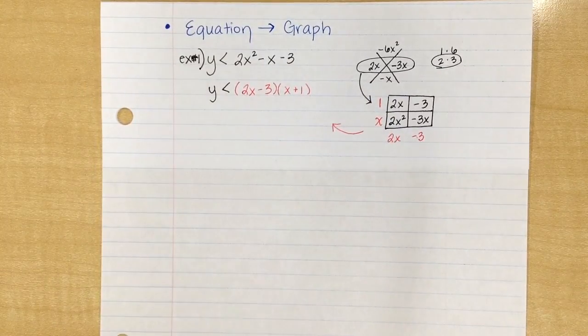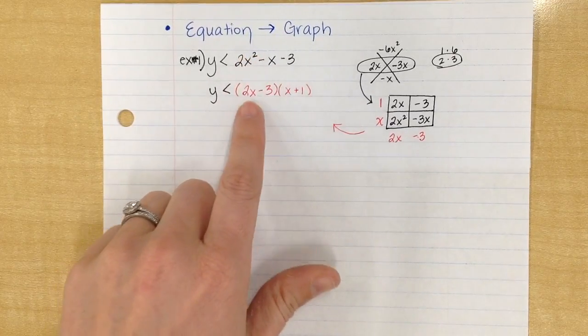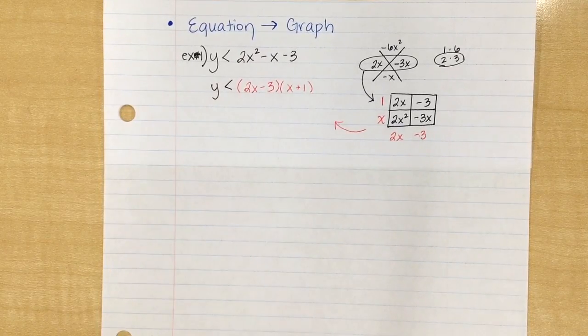Why do we even bother factoring in the first place? Well, first of all, it helps us find our x-intercepts when we go to graph this, but it also makes it so much easier to plug in numbers. Instead of having to square them and then subtract another x, all we're going to have to do in a couple minutes is plug some numbers into this x spot and solve it out. It makes it really nice and easy.